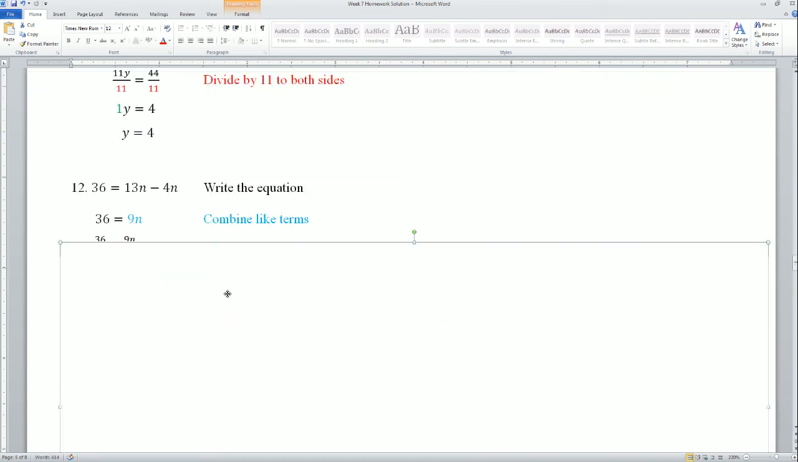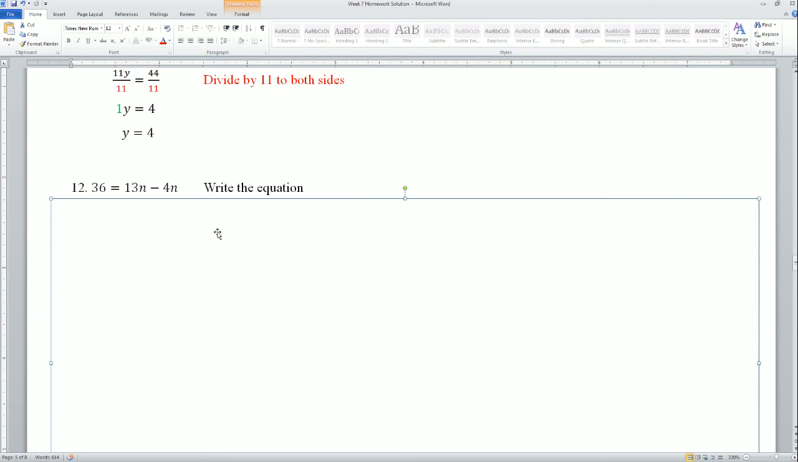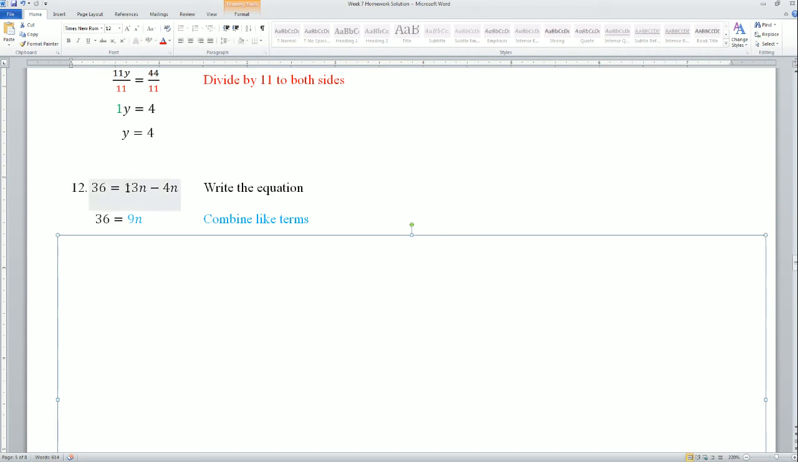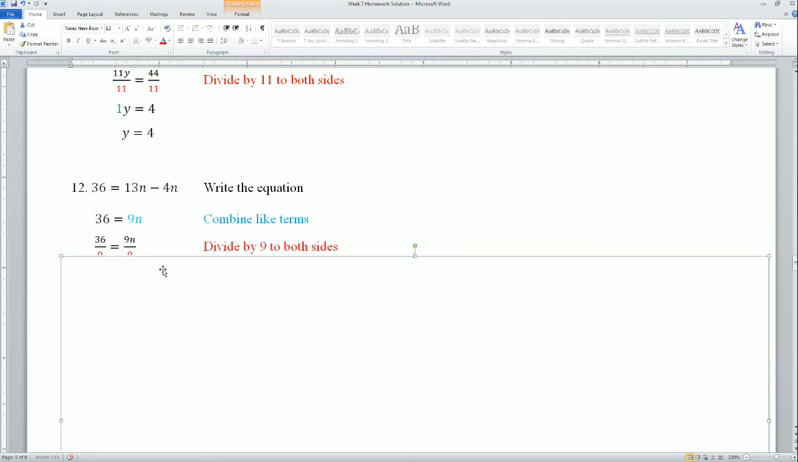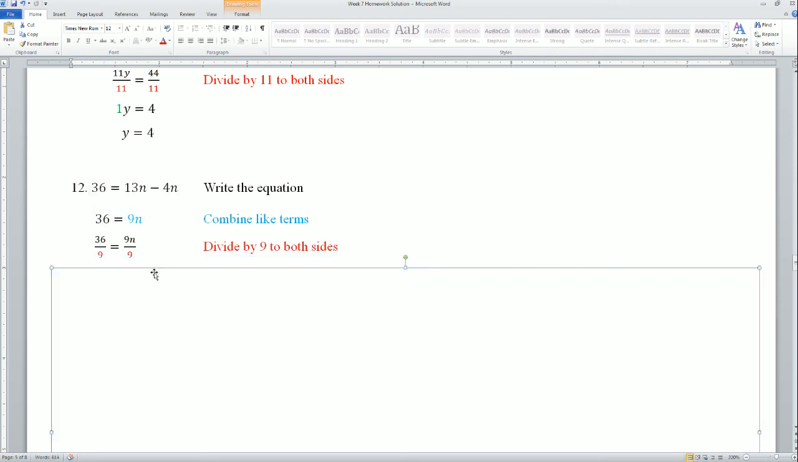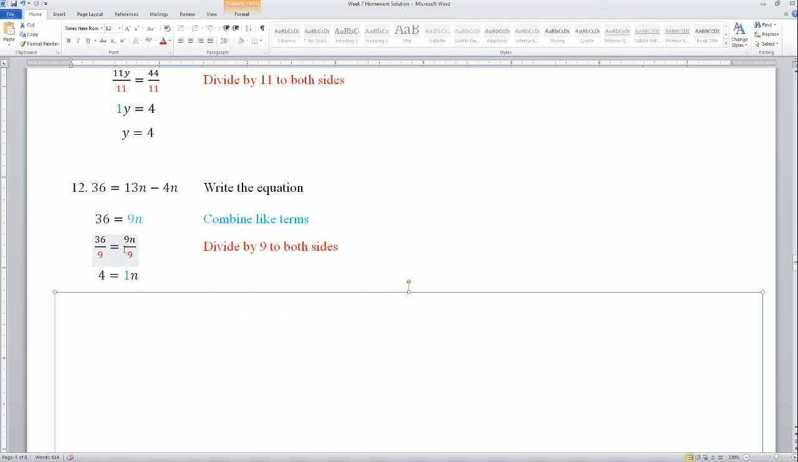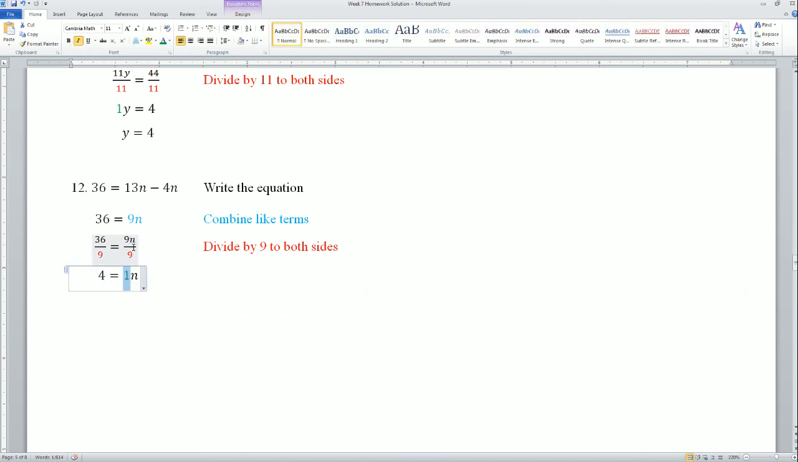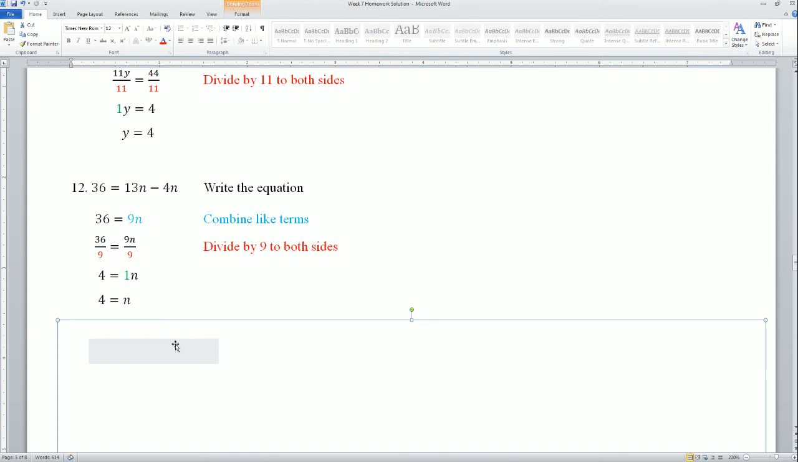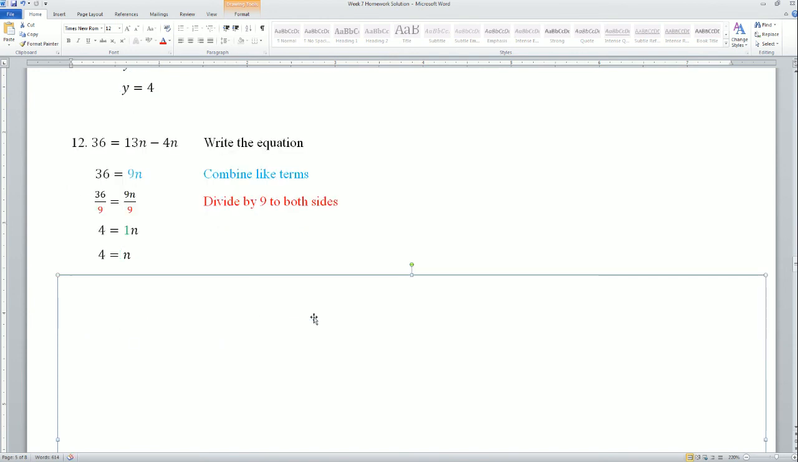Next, 12. We have 36 equals 13n minus 4n. You write down the equation. Next, you want to combine the like terms. 13n minus 4n becomes 9n. What is attached to the variable right now is a multiply by 9. So what we're going to do is divide by 9 to both sides. In that process of dividing by 9 to both sides, 36 divided by 9 equals 4. On my right hand side, I just get a 1n. 9 over 9 is just 1. Again, we can write that as just n is equal to 4.